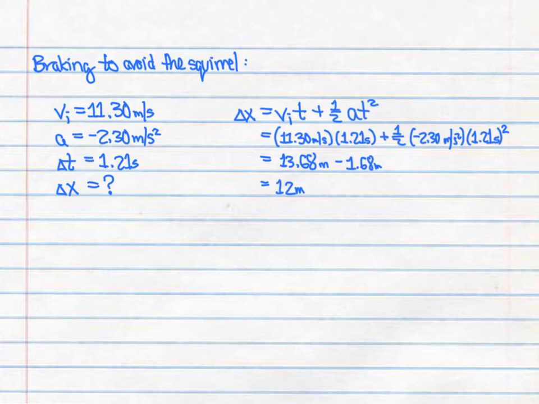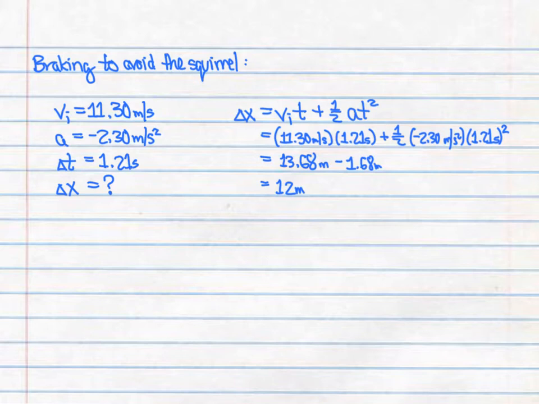Now, thinking about the next part of the problem, it'd be nice to figure out what our final velocity is at the end of those 12 meters. And if I look here, I have my initial velocity, my acceleration rate, and how long I accelerate for. So we can apply the definition of acceleration to this to determine the final velocity. See if you can do that now.